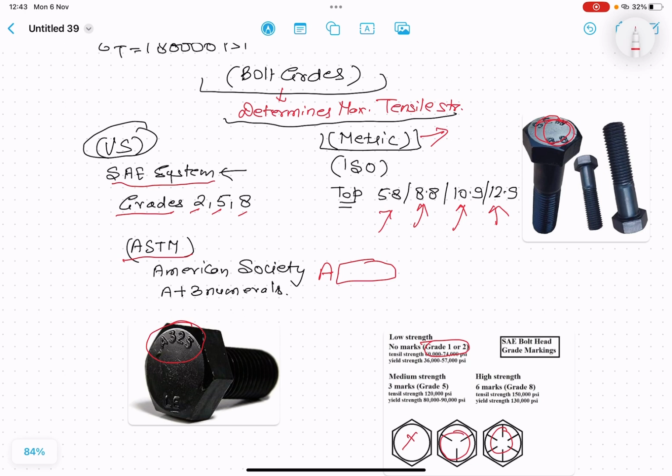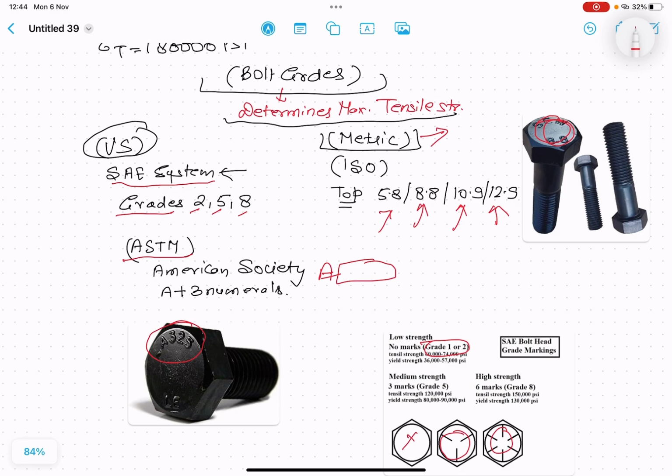So the three systems that are used are US, metric, and ASTM. In the US, grade 2, 5, 8, and in metric, class 5.8, class 8.8, class 10.9, and 12.9. In ASTM, directly A. In India we generally follow the metric and sometimes the SAE system. So these are the common systems that we are using.